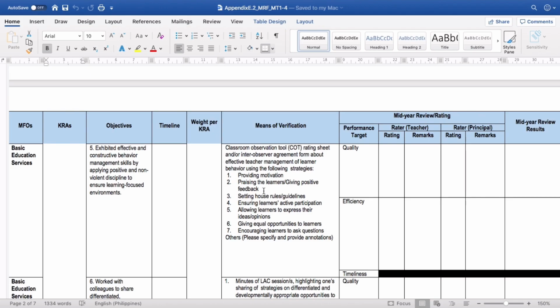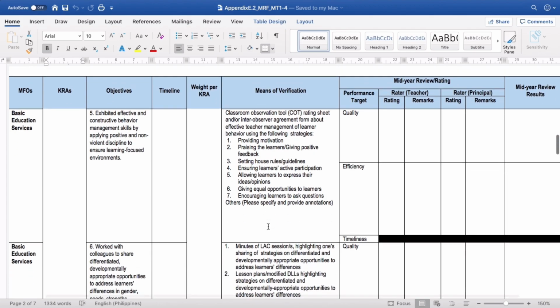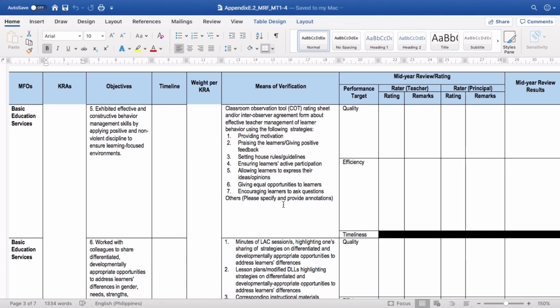or praising the learners, setting house rules or guidelines, ensuring learners' active participation, allowing learners to express their ideas or opinions, giving equal opportunities to learners, and encouraging learners to ask questions. Okay, and then you need to specify and provide annotations sa iba pong mga pwede nyo ilagay na MOVs.